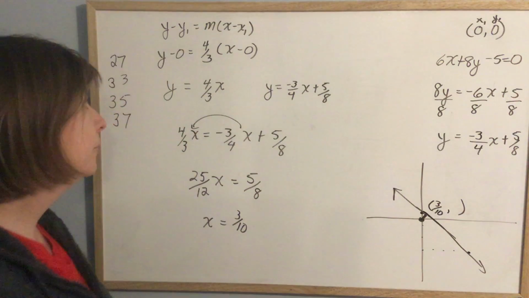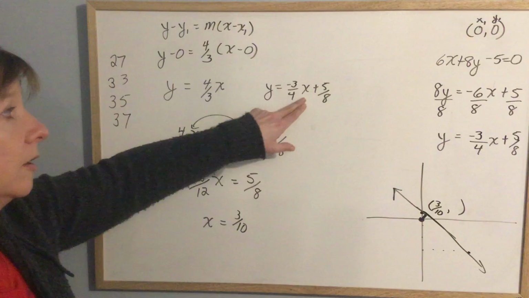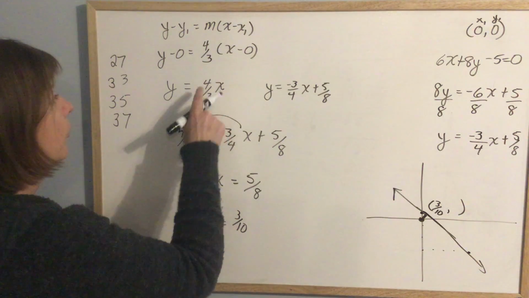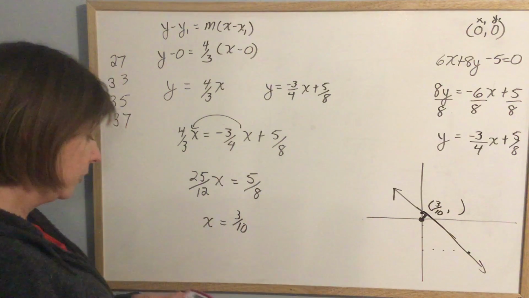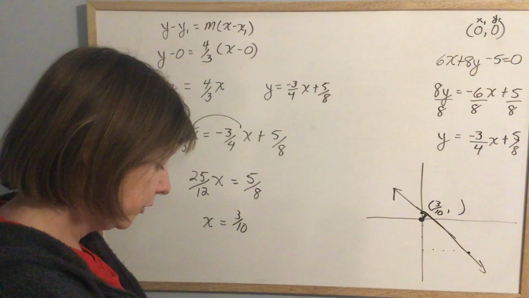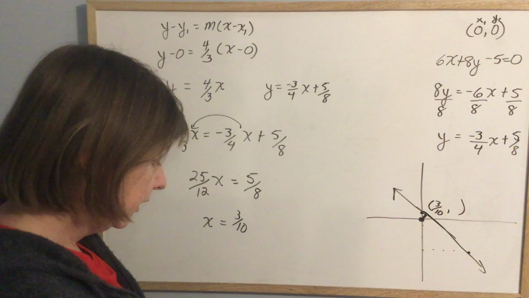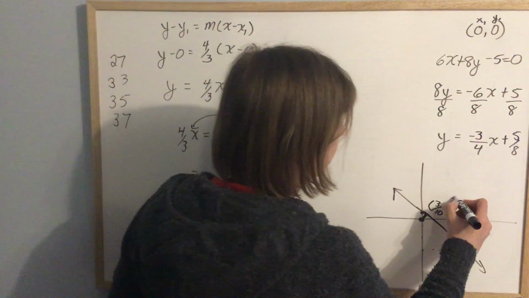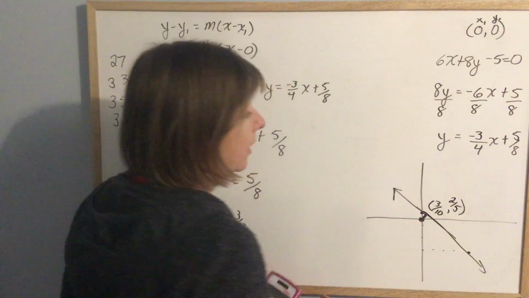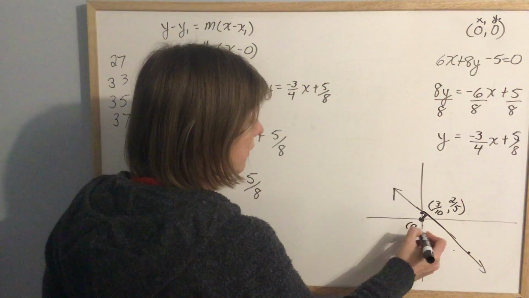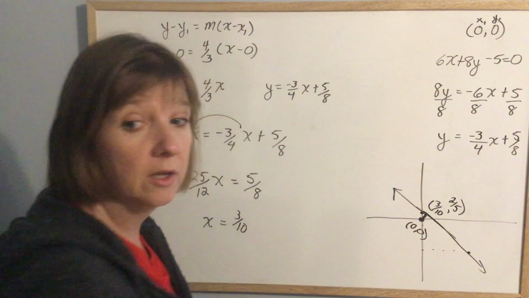The y value, well, either put it back into here or back into here. This one looks easier to me. 4 over 3 times 3 over 10 gives me 2 over 5. So my x is 3 over 10, my y is 2 over 5. The other end is (0, 0).